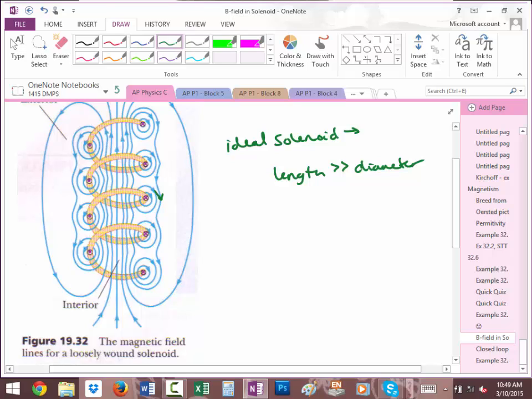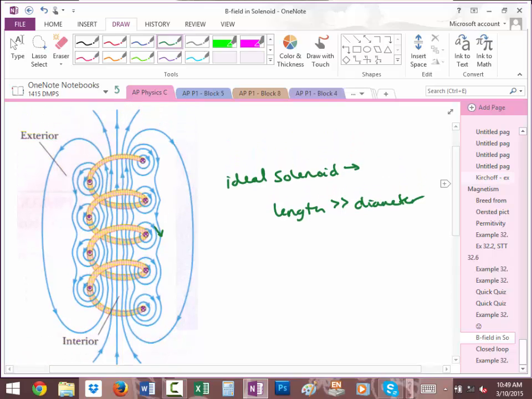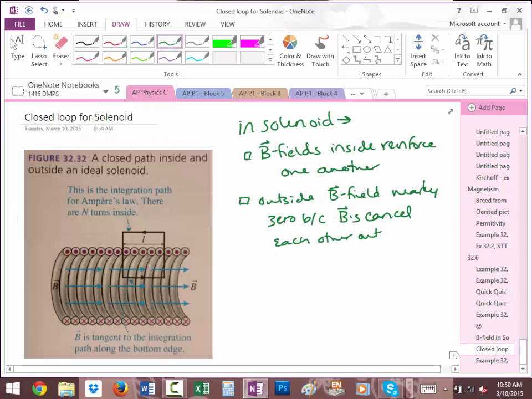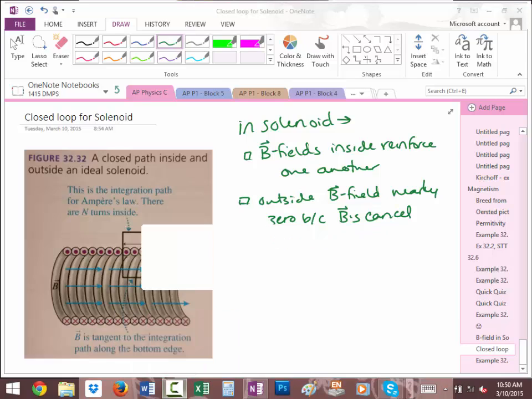Wait, can you go back to that last thing that you had? The last page? It's like outside B field nearly zero, and that's all I got. Yes. There you go. All right, we'll finish this up next time. Because the magnetic fields cancel each other out.